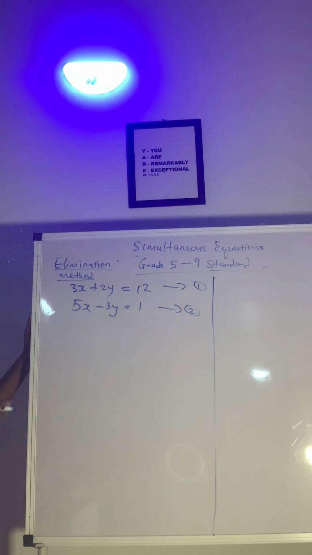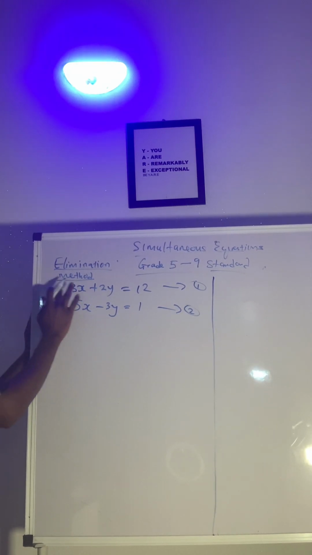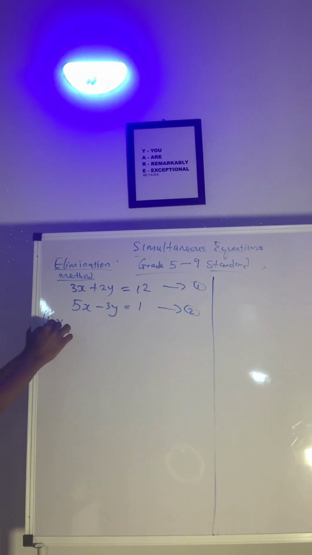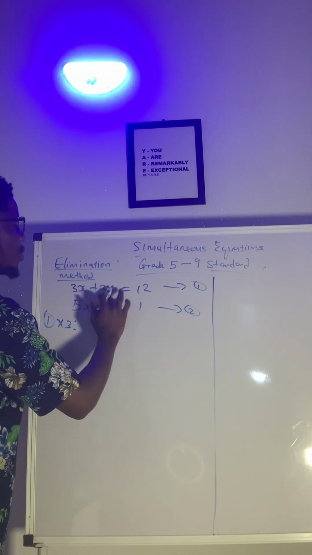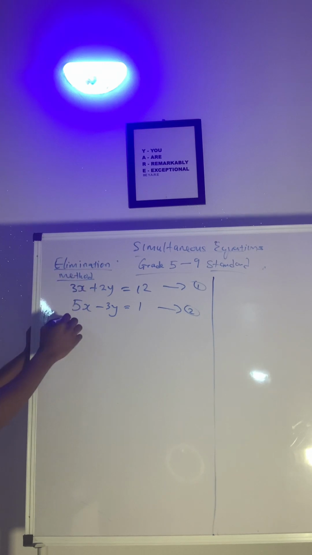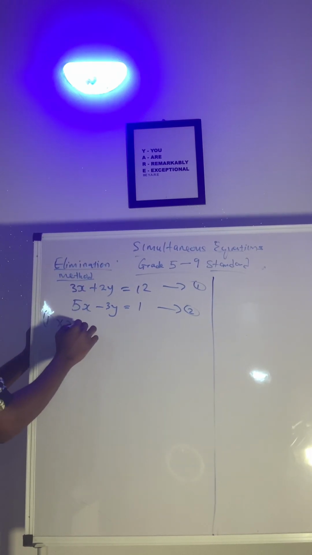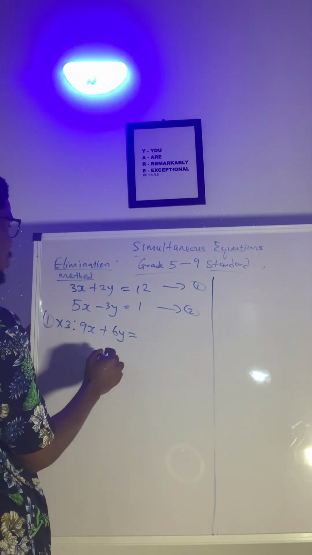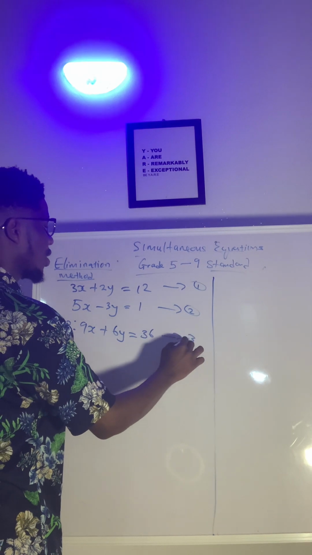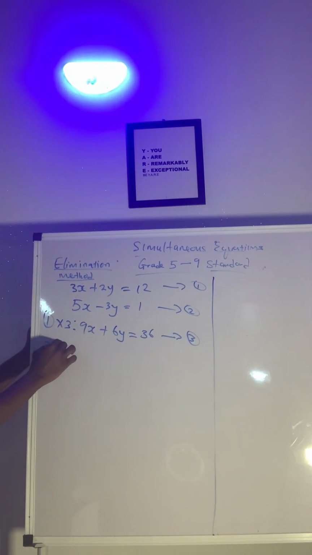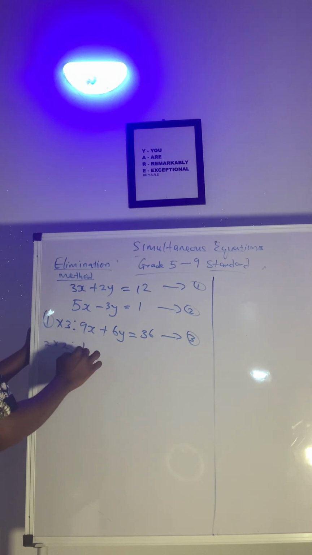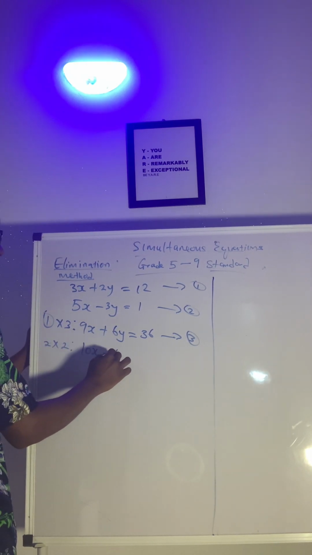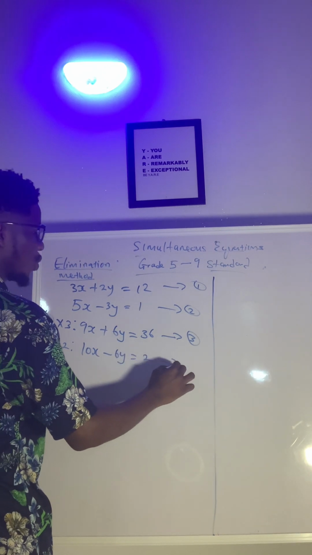Note, whatever you're using to multiply equation 1, use it to multiply every value there. So from equation 1, we multiply by 3, meaning every value there has to be multiplied by 3. That gives me 9x plus 6y equals 12 times 3, which is 36. I call this equation 3. Equation 2 times 2 gives me 10x minus 6y equals 2, equation 4.